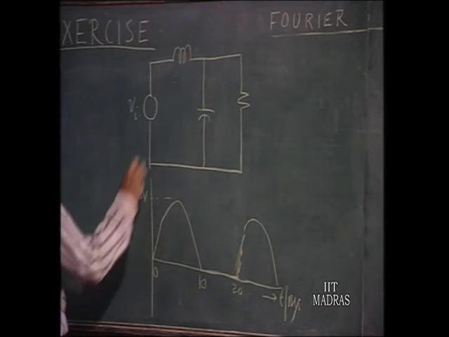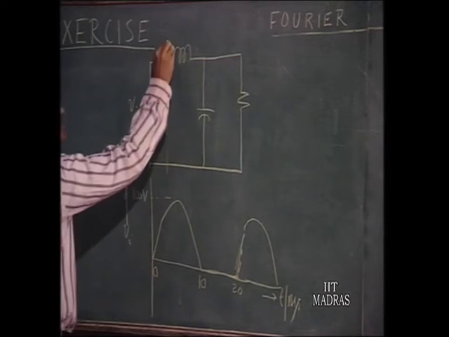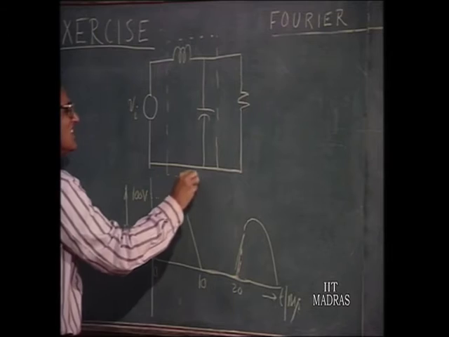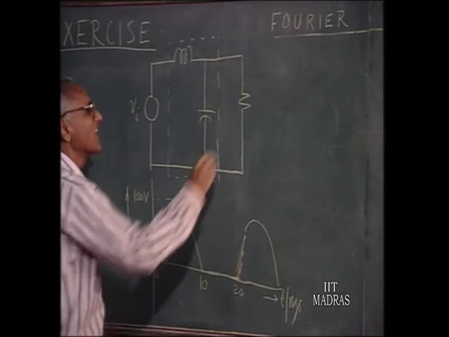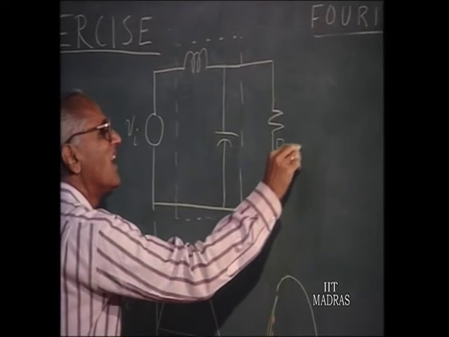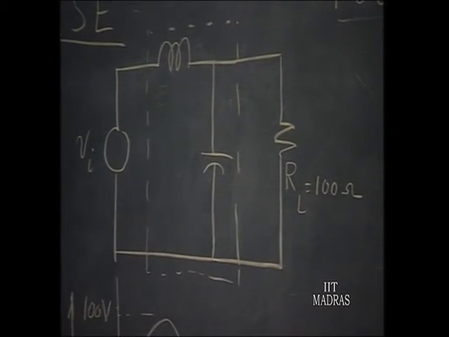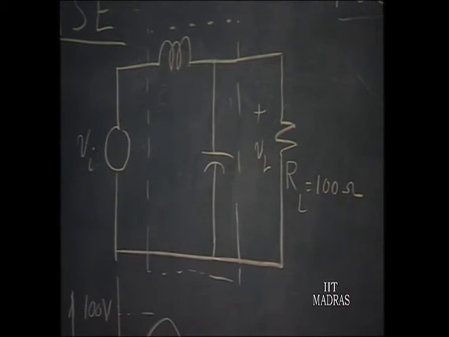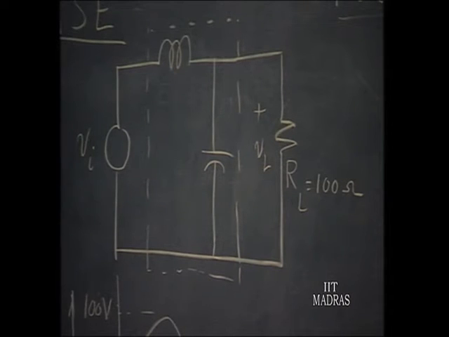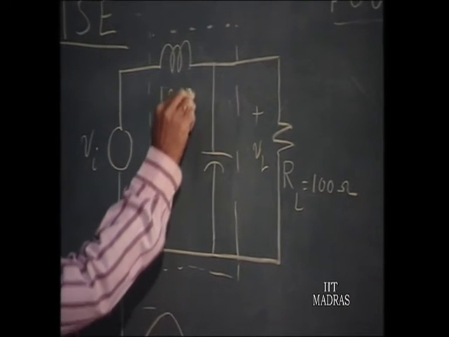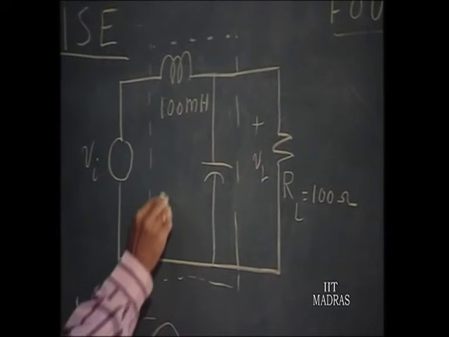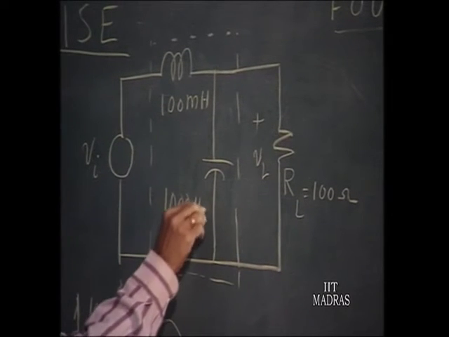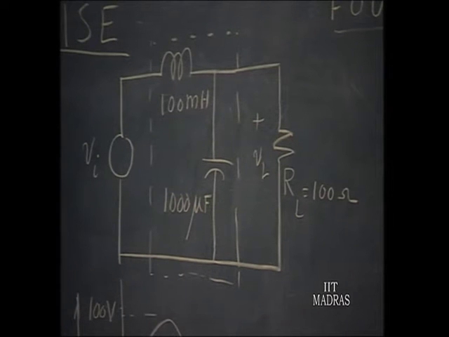This is the input voltage, and we would like to have a filter, LC filter here, and to try to supply to the load resistance RL of 100 ohms as pure a DC as possible. So this is the output voltage VL. So VL should be a DC voltage to the extent possible, all the ripples should be attenuated. We have a filter which consists of an inductor of 100 millihenries and let us say a capacitor of 1000 microfarads, and the input voltage is this.